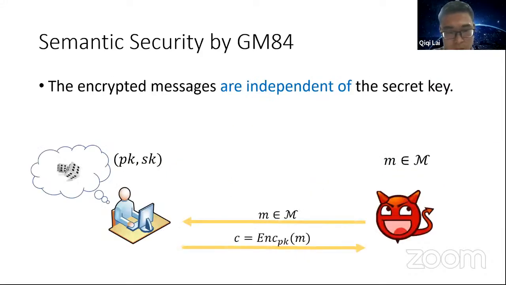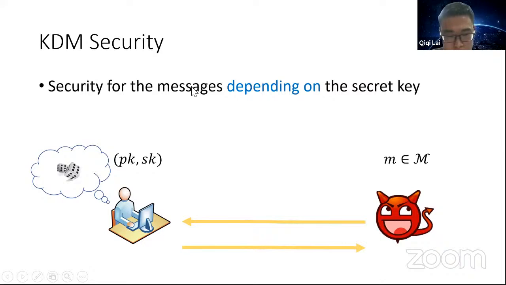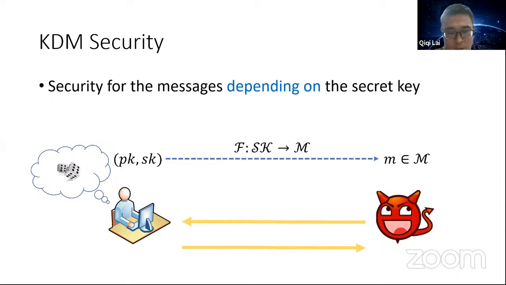When considering security for encryption schemes, we always assume that the messages are independent of the secret key. However, in some situations, the message depends on the secret key. In order to solve the security issue in this special case, the notion of KDM security has been proposed. The relationship between message and the secret key can be generally described by a function class. In this case, the queries from the adversary are modeled as a function f, and the answer is the corresponding ciphertext.